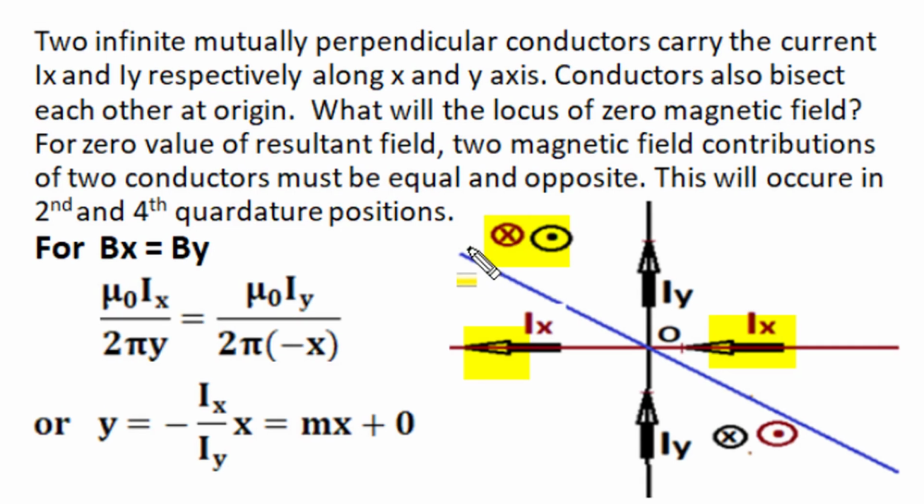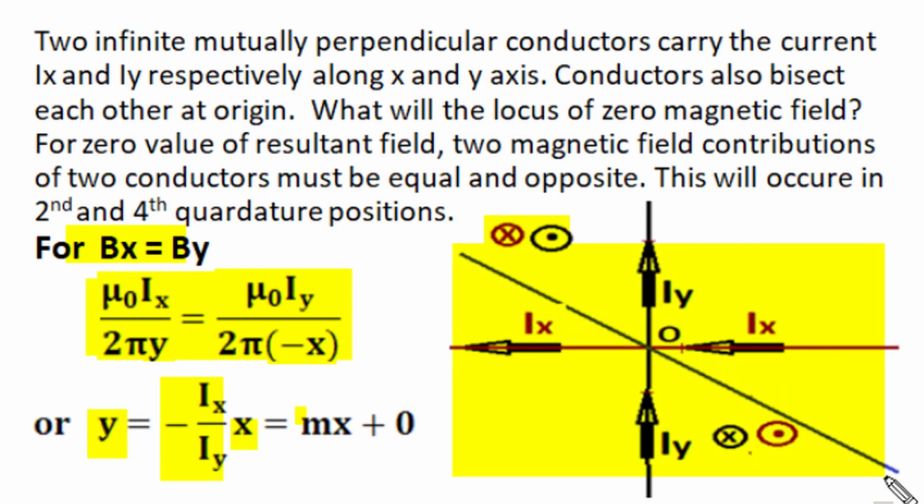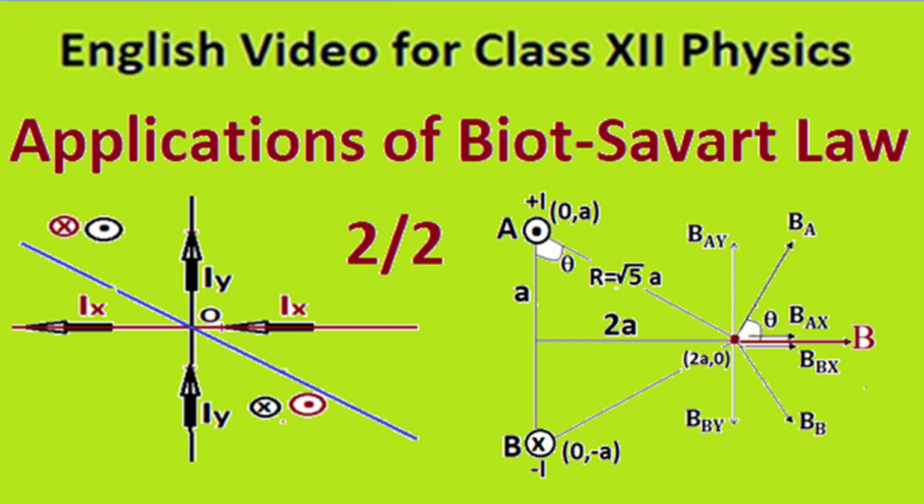And for magnetic neutrality, the two magnitudes must be equal as they are opposite in direction. For the Ix current the vertical distance is y and the magnetic contribution is mu 0 Ix upon 2 pi y, and for the Iy current the vertical distance is in the negative x direction, minus x, and the resultant magnetic field is mu 0 Iy upon 2 pi times minus x. The solution of this magnetic neutrality results in y is equal to minus Ix upon Iy times x. This is a straight line with negative slope passing through the origin as shown here, and the slope depends upon the ratio of the two currents.